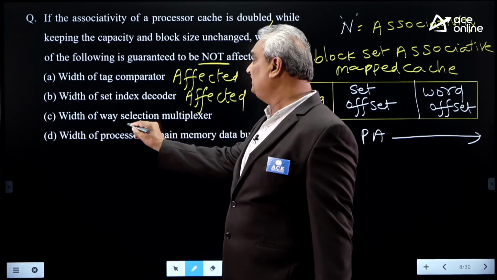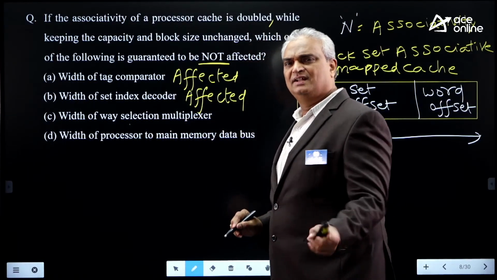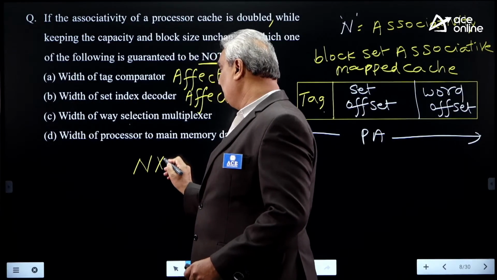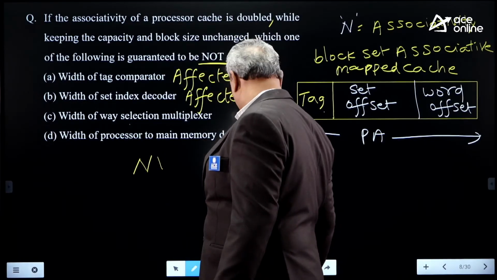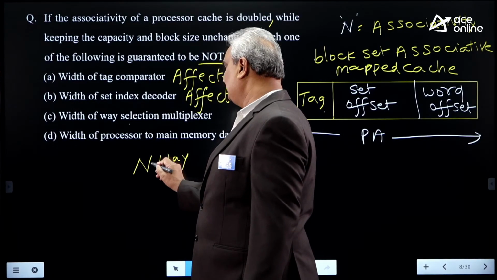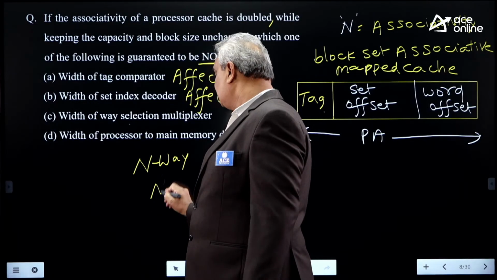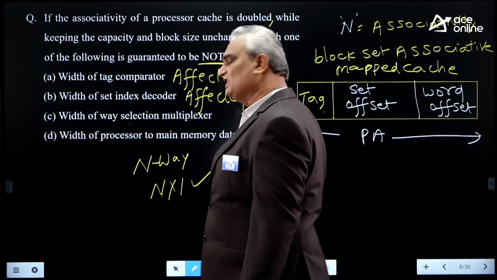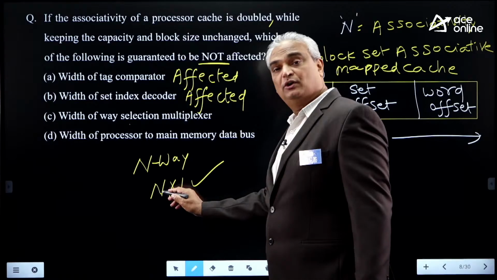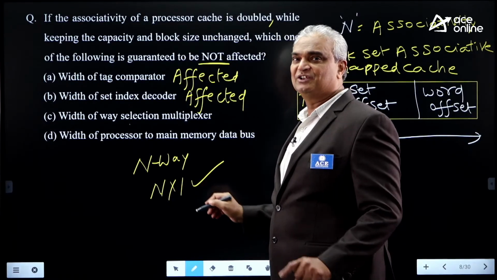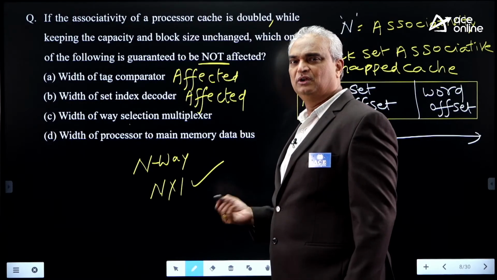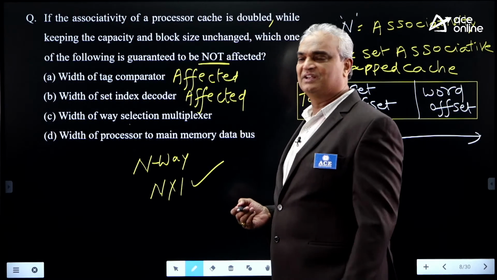Next, width of the way selection multiplexer. Here for n-way set associative mapped cache, size of multiplexer required is n cross 1 multiplexer. If it is doubled, earlier it was 4, now it is 8, means 8 cross 1 multiplexer. Then what happens? Associativity is doubled. Size of the mux also affected.